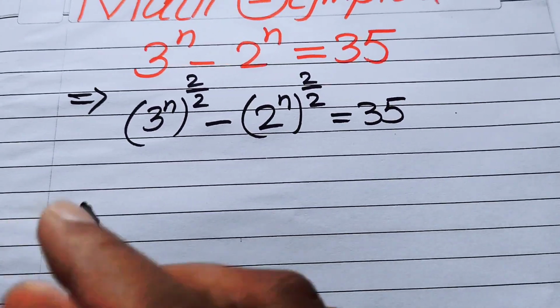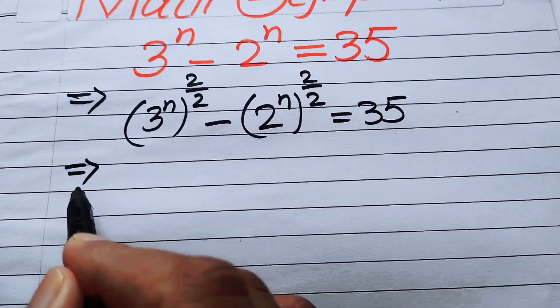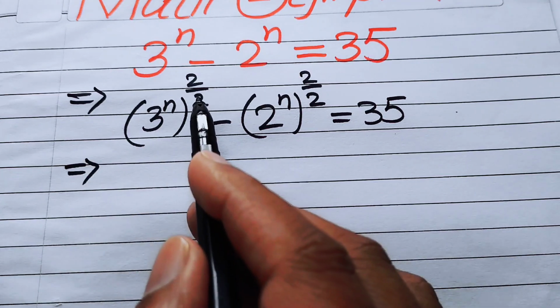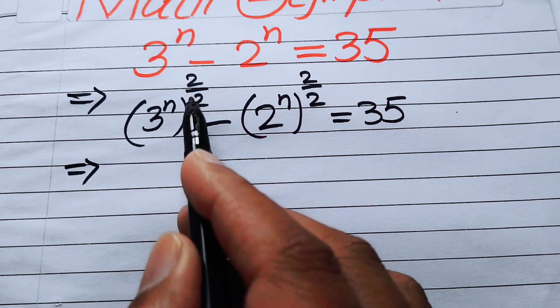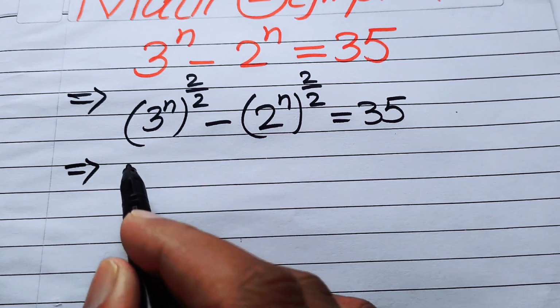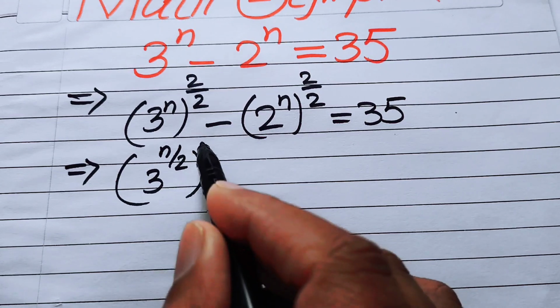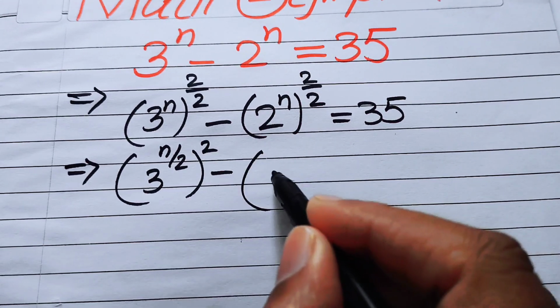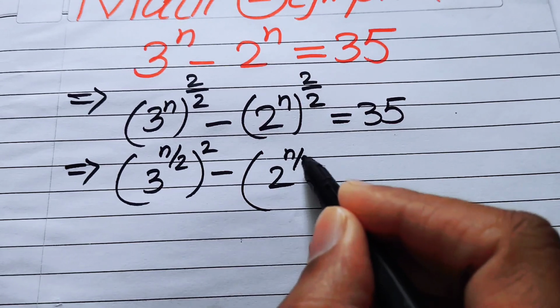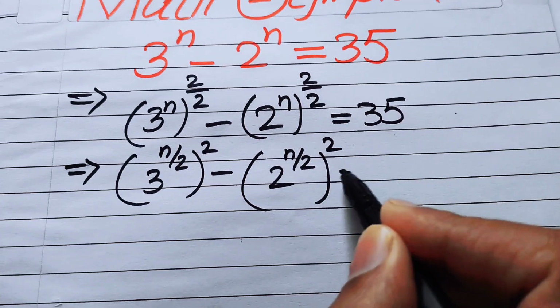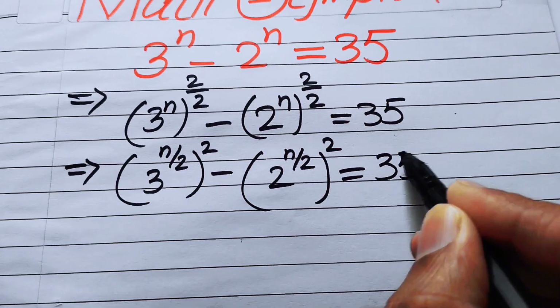So in the next step we will use the exponential law, and according to this law we will multiply this 1 over 2 exponent by n, so you get (3 to the power of n over 2) whole squared, minus (2 to the power of n over 2) whole squared, equals 35.